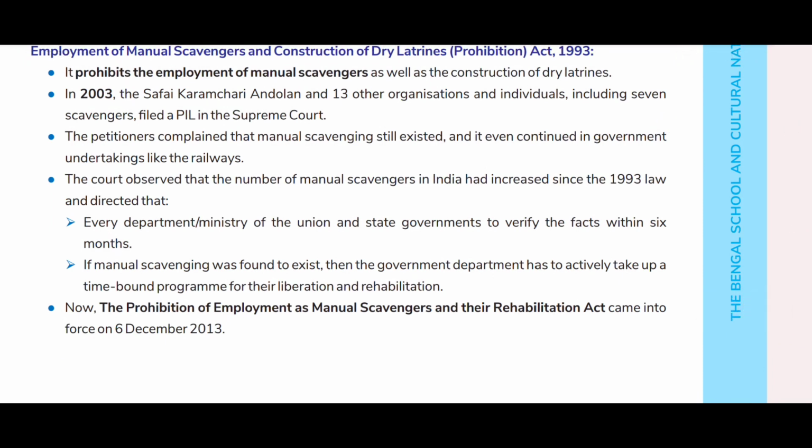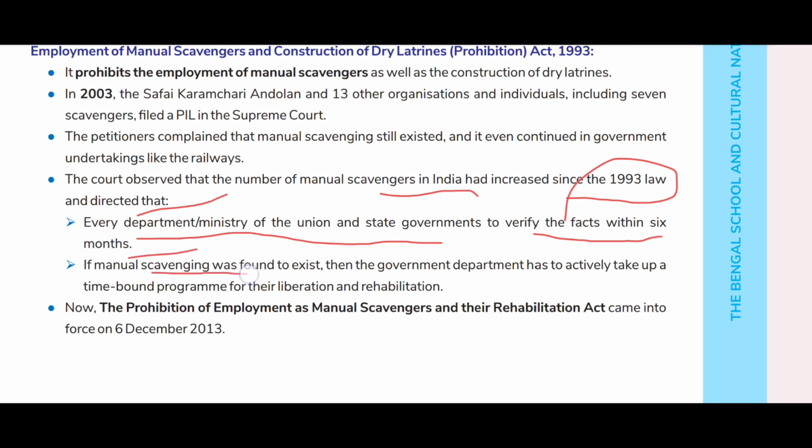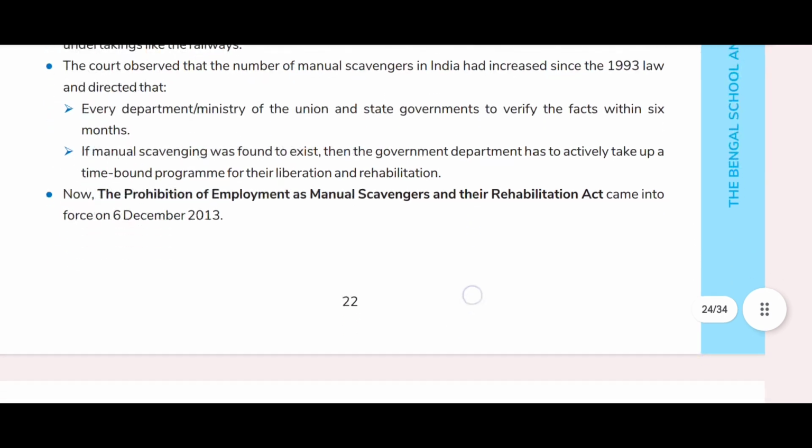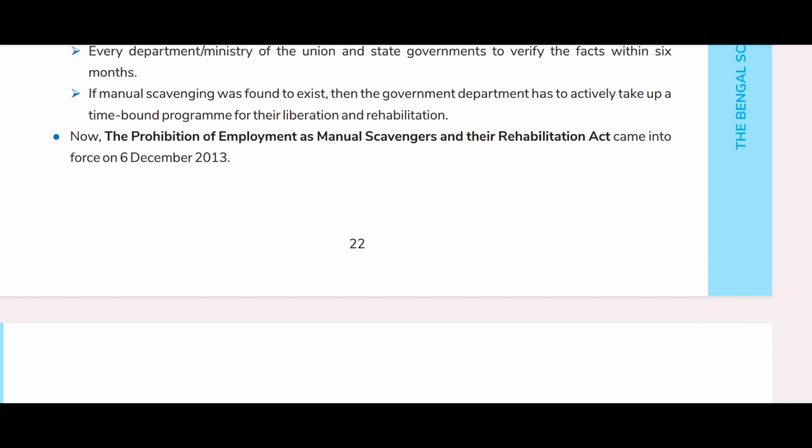The petitioner complained that manual scavenging still existed and it even continued in government undertakings like the railways. The court observed that the number of manual scavengers in India had increased since the 1993 law and directed that every department, ministry of the Union and state government verify the fact within 6 months. If manual scavenging was found to exist, then the government department has to actively take up a time-bound program for their liberation and rehabilitation. Now the Prohibition of Employment as Manual Scavengers and their Rehabilitation Act came into force on 6 December 2003.